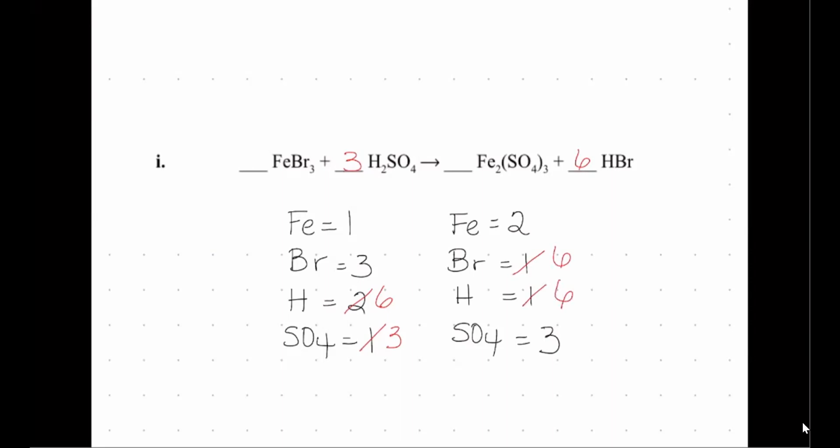Now, the last thing I need to make sure is that I match my bromines in the iron. Oh, look, they're together. So if I put a 2 here, my iron goes to 2, balanced, and my bromine goes to 6. So again, in double replacement reactions, keep the polyatomic together.